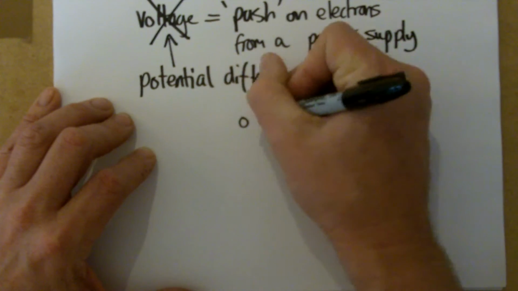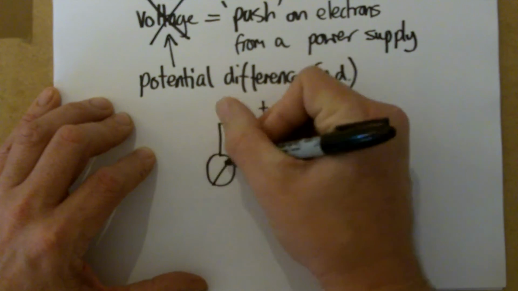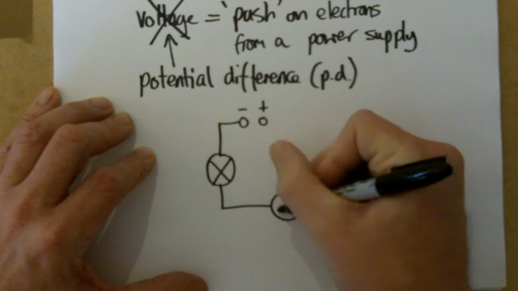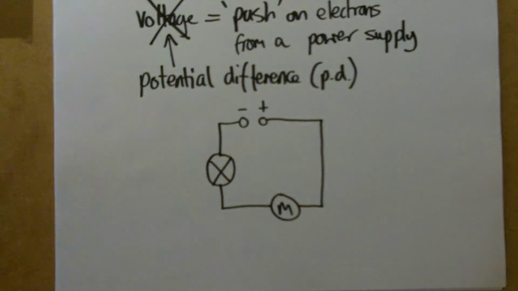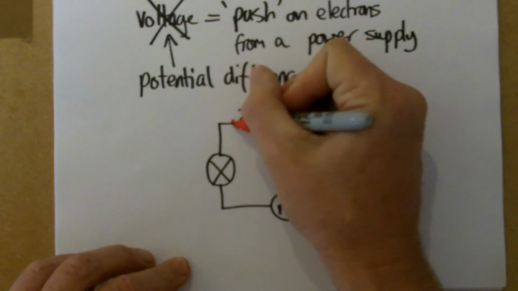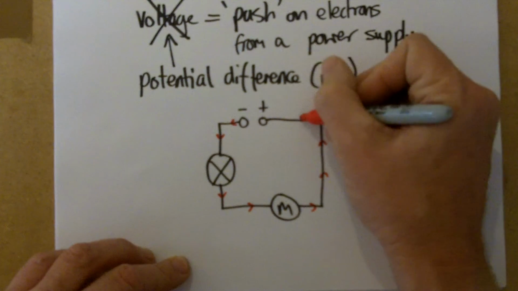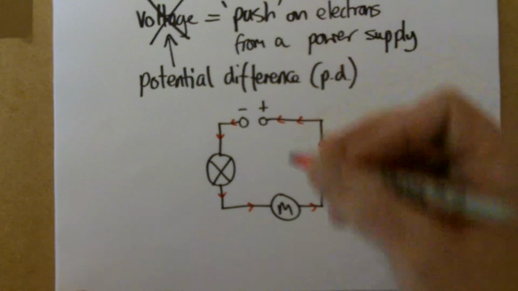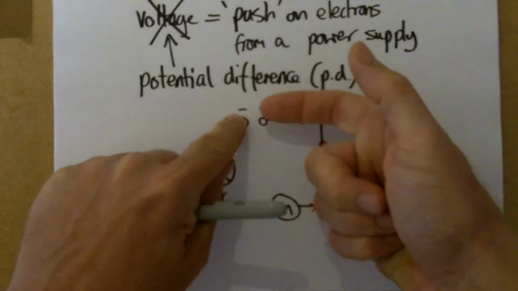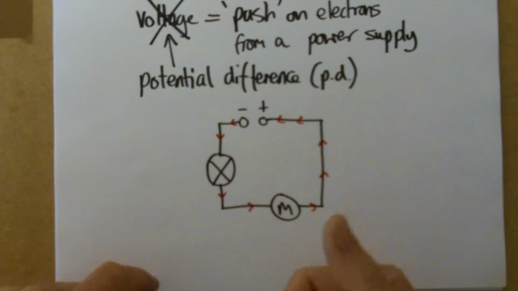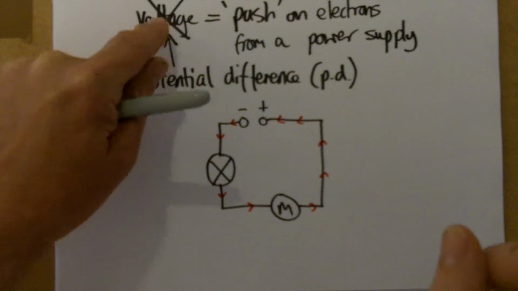So let's think about what happens in a circuit. If I have a power supply, and let's say I put in that power supply a bulb and a motor, it could be any components, then what happens is that electrons will be attracted, start drifting through the conductor towards the positive charge at the other side of the power supply. Now we also know that in our old version, voltage, the bigger this voltage is, the more push they get.